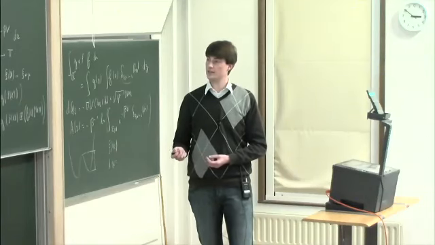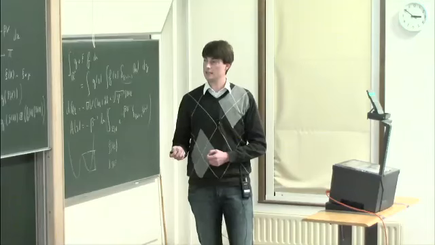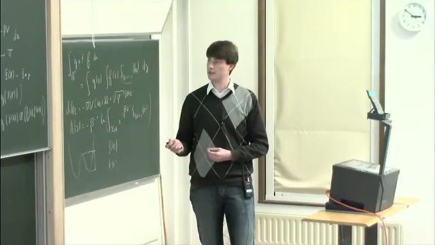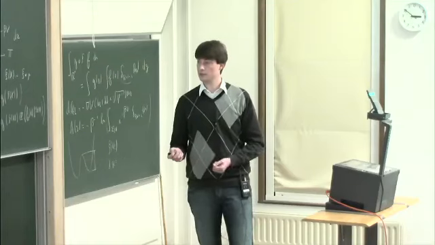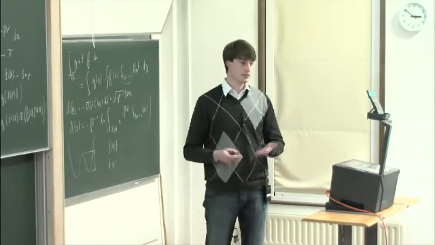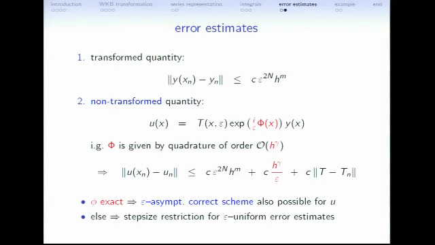But nevertheless, if phi is exact, and this may happen in some applications, then this part of the error estimate disappears, and it's possible to get an epsilon asymptotically correct scheme also for you. And this means in this case we really achieved our goal from the very beginning, that we want to construct a scheme that can use epsilon independent grids. Otherwise, you get some step size restriction in order to get an epsilon uniform estimate.